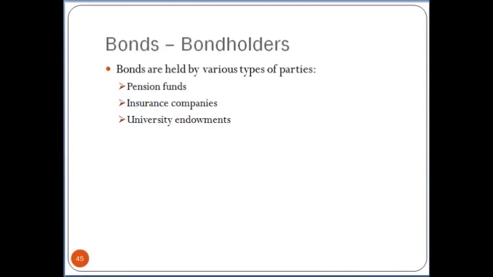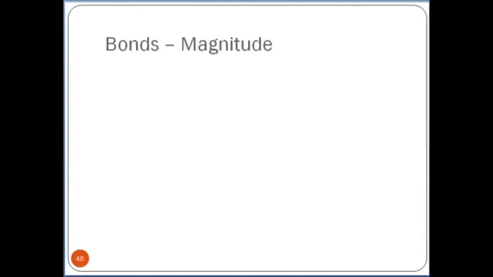University endowments are large buyers or holders of bonds. There are bond funds, for example. Individuals might buy bonds, and so on. So I want to give an example of the magnitude of the bond market with respect to equities. So the bond market is really enormous. It's a large market globally.